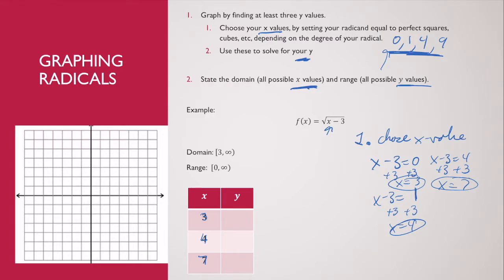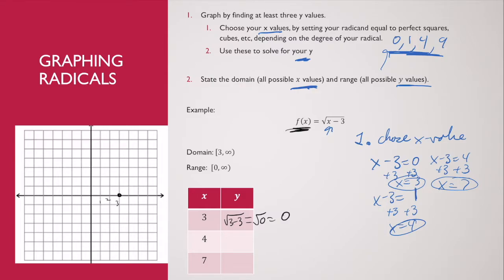So let's take a look at that. I'm going to now substitute my chosen x values into my function. So I have the square root of 3 minus 3. Well, that gives me the square root of 0, which is 0. So when x is 3, y is 0.